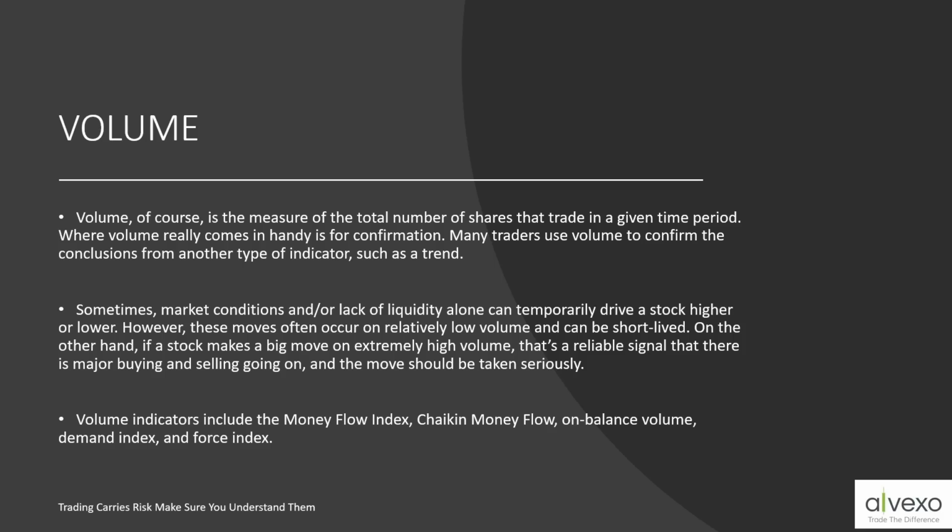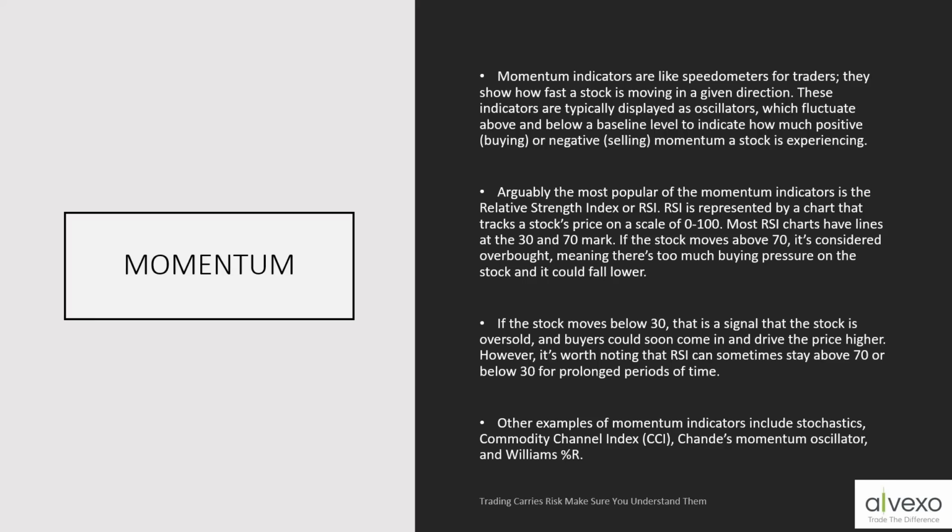Sometimes market conditions or the lack of liquidity alone can temporarily drive a stock or an asset's price higher or lower. However, these moves often occur on relatively low volume and can be short-lived. On the other hand, if an asset makes a big move on extremely high volume, that's a reliable signal that there's major buying and selling going on, and moves should be taken seriously. Volume indicators include everything from a straight volume chart to a money flow index to Chaikin money flow to on-balance volume to demand index to force index.